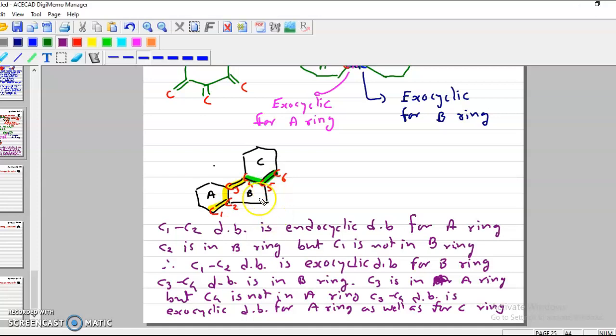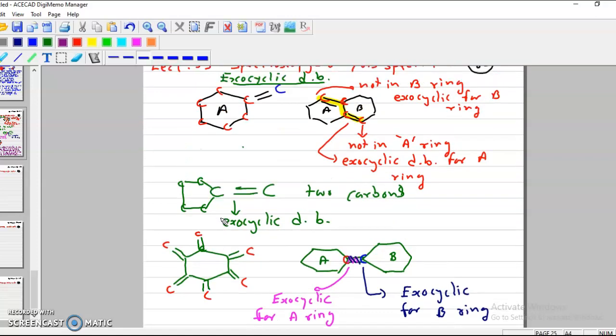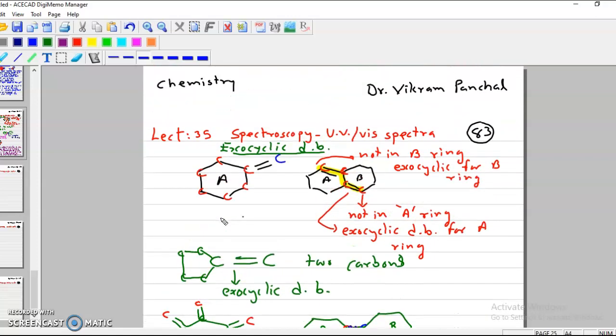that C5-C6 double bond is exocyclic for B ring and not for C ring. Okay, so for C ring only C3-C4 exocyclic double bond appears. Why? Because C4 is in C ring but C3 is not in C ring. So this way you should know how to find out exocyclic double bonds in calculation of lambda maxima. Please be careful when you are considering exocyclic double bonds.